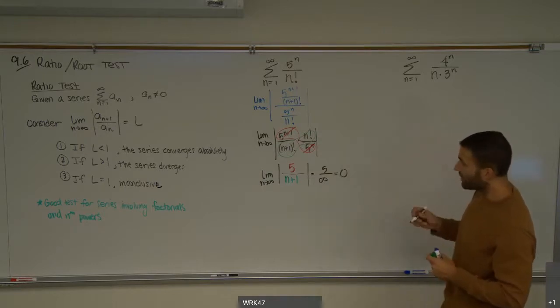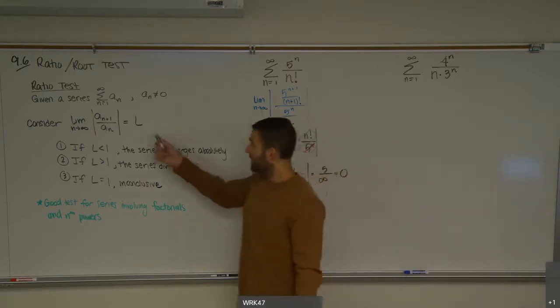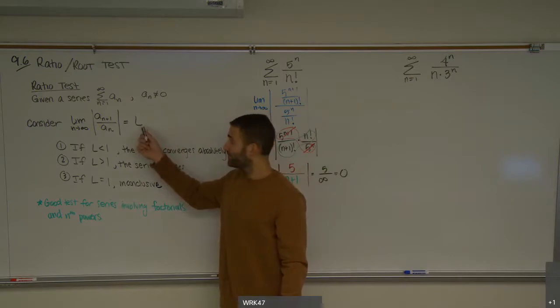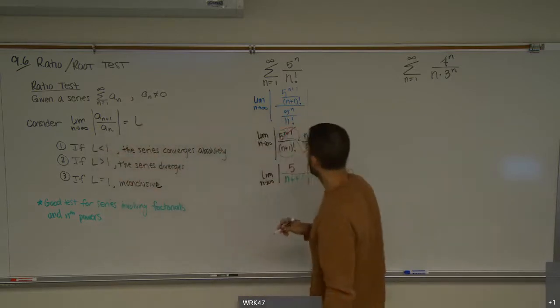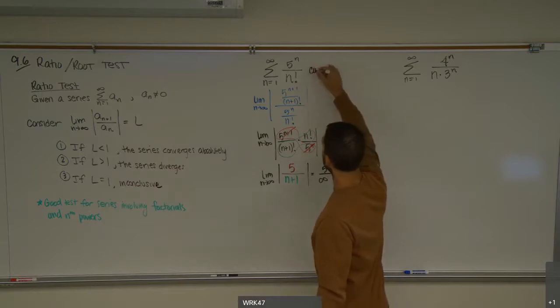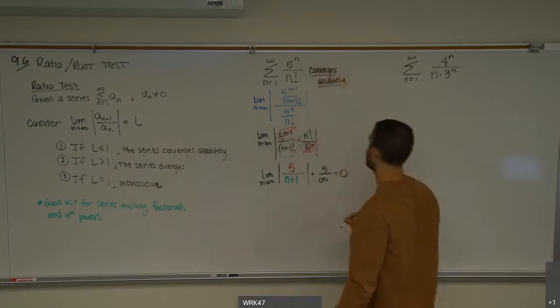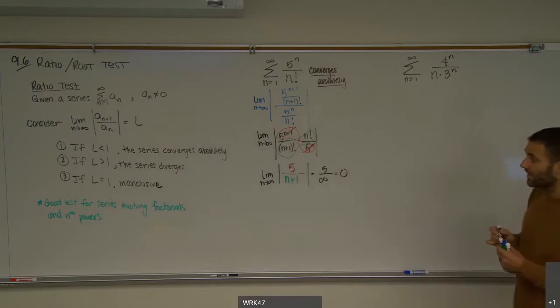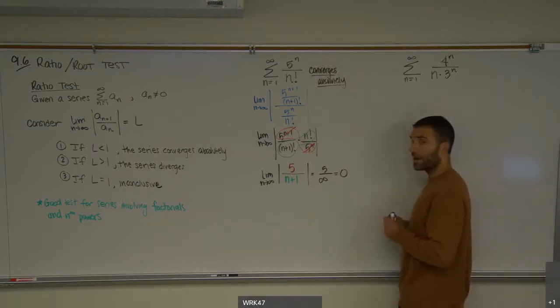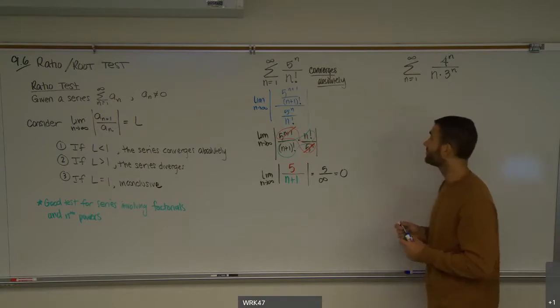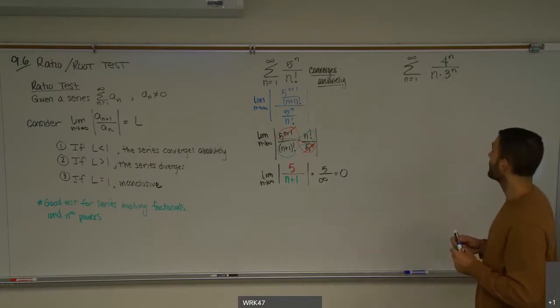Now, what's important about that is, look here. We got an answer. We got L. L is 0. 0 is less than 1. And so that tells me this series converges absolutely. If I got a limit here and it was a number bigger than 1 or even infinity, then this series would have diverged. If I would have got 1, I would have been a little upset because now I'd have to do something else because I would have inconclusive.